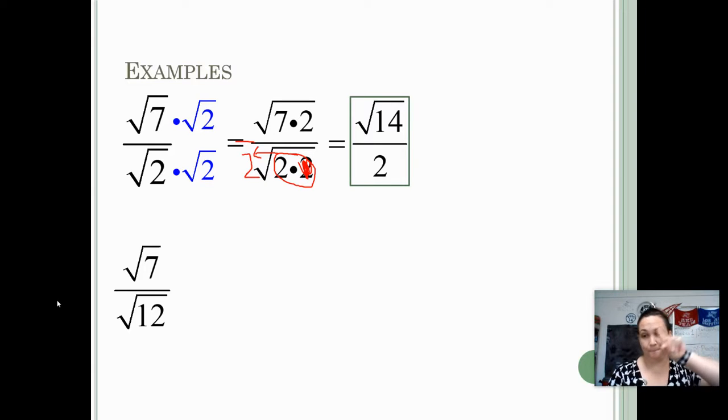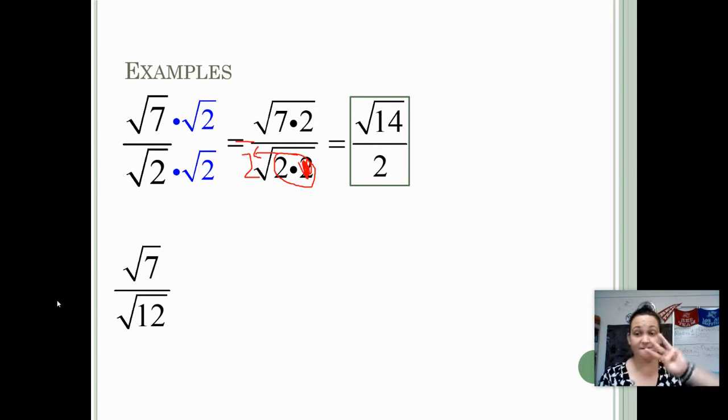So first step, are there any perfect squares? No, I don't know the square root of 7, it's prime, and I don't know the square root of 12, so no perfect squares. Step number 2, can I simplify my fraction? No, there's not any numbers that divide evenly into 7 and 12, so I can't simplify. I can try though, right? Because they're both underneath the square root, but it doesn't work.